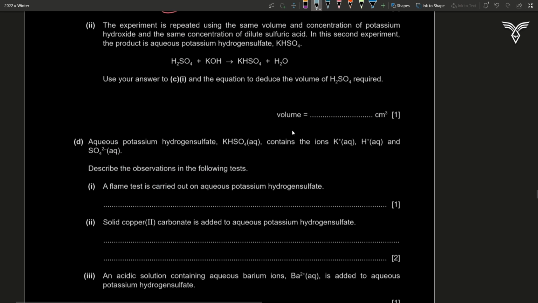زي الفل. طيب the experiment is repeated using the same volume and concentration of potassium hydroxide with the same concentration of dilute sulfuric acid. In the second experiment the product is aqueous potassium hydrogen sulfate. Use your answer to part 1 and the equation to deduce the volume of H2SO4 required.